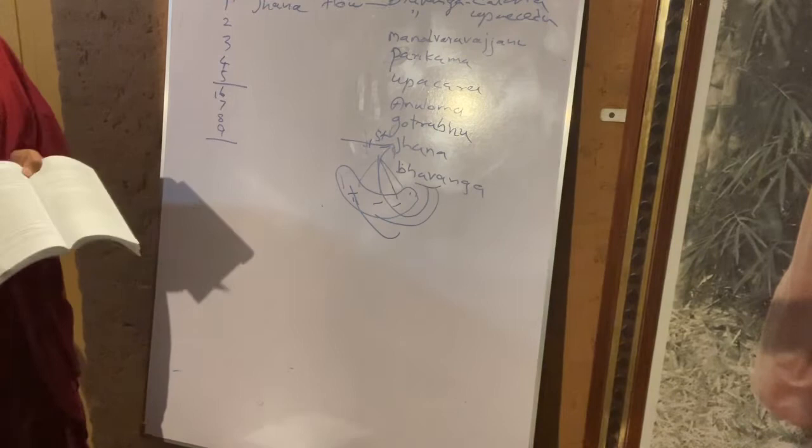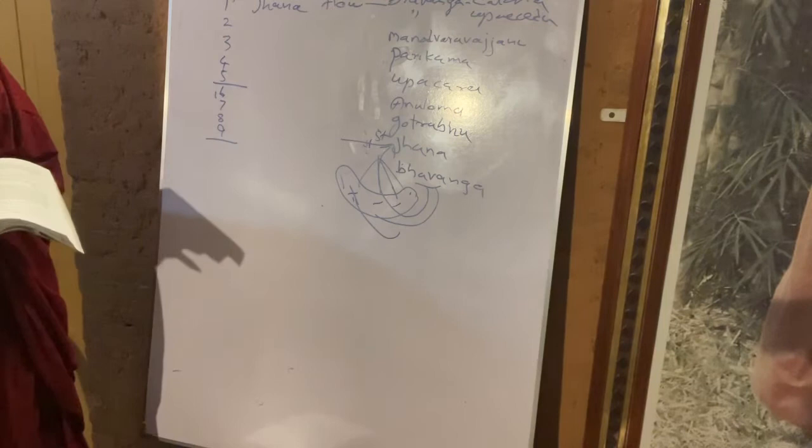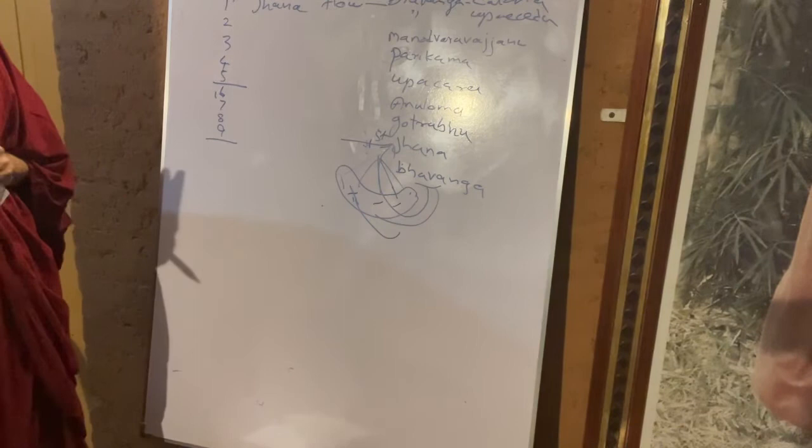May I ask a question? Yes. So when a person achieves first jhana and this recollecting consciousness happens, does it mean that the 5 recollecting consciousnesses happen one by one? Yes.